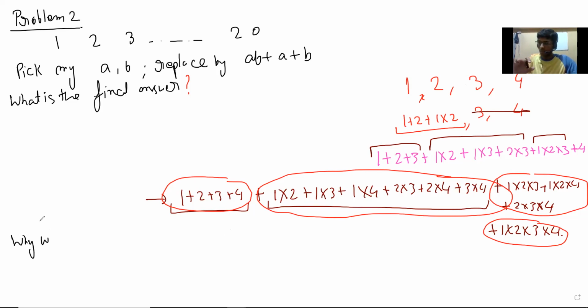So you understand the answer, not just this big expression, but you understand what it is: the sum of the numbers, then I take the products 2 at a time, add them, 3 at a time, add them, and then all of them, and then add all. So you understand the answer. Why would you get this answer always? Always get the same answer.